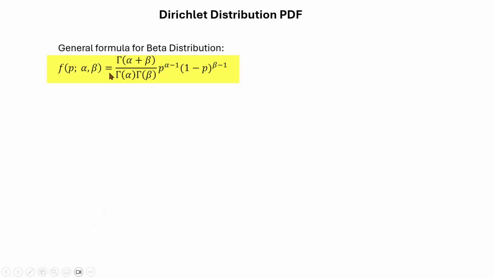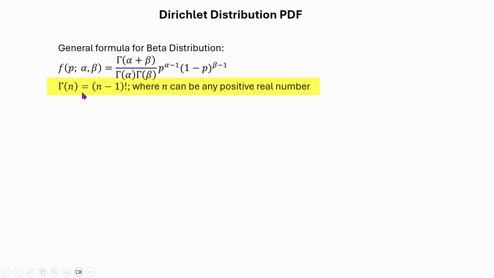Then let's talk about the probability density function of the distribution. The general formula for the beta distribution was something like this. You saw this in the previous video. We had only one random variable, and the gamma function, which is equivalent to n minus 1 factorial, where n can be any positive real number, so it can be a floating point number as well.